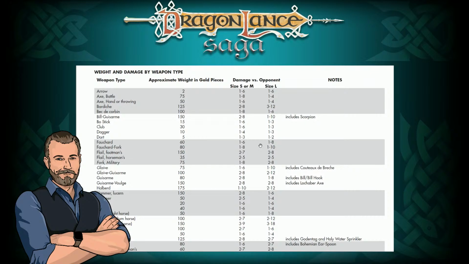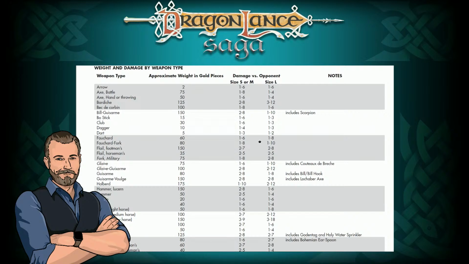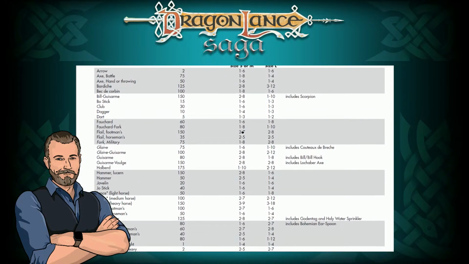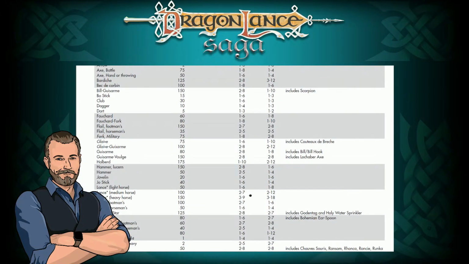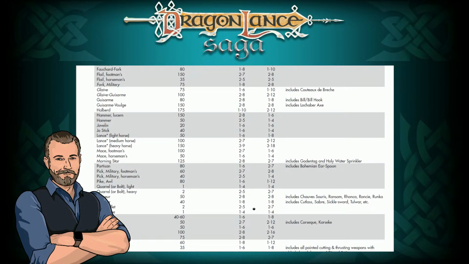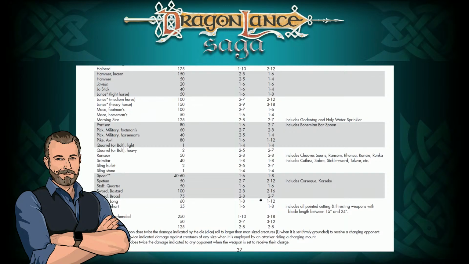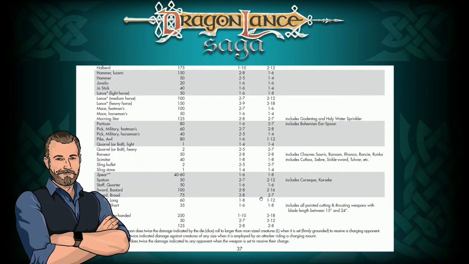Alright, weapons and damage by weapon type. Nice. Again, the majority of these types of weapons, I have no idea what they are. Like, I would genuinely have to look it up. I mean, that's a big list. Interesting. All right.